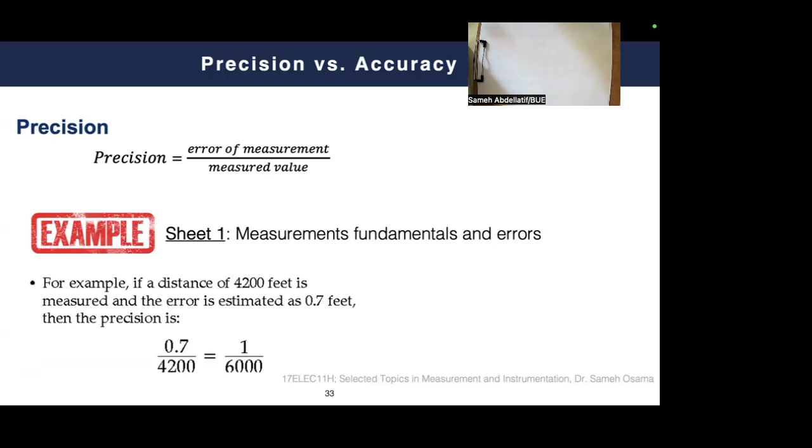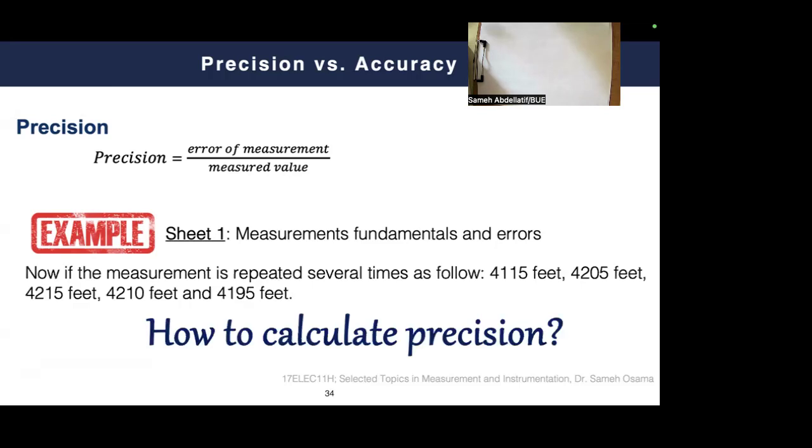So simply the precision will be 0.7 over 4,200. As you can see, in this story we don't have a true value. We don't know if this 4,200 is the true value or not. All are measured values. We make some measurements and it ends up that the variation is 0.7. So the precision is 0.7 over 4,200. So let's do it together.